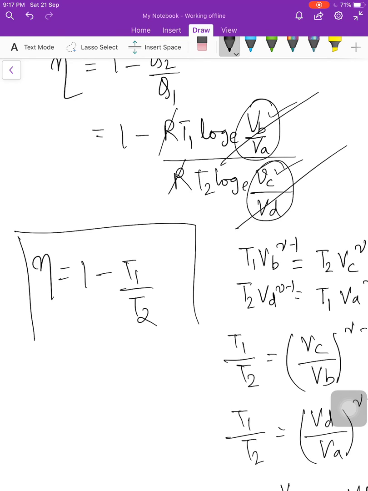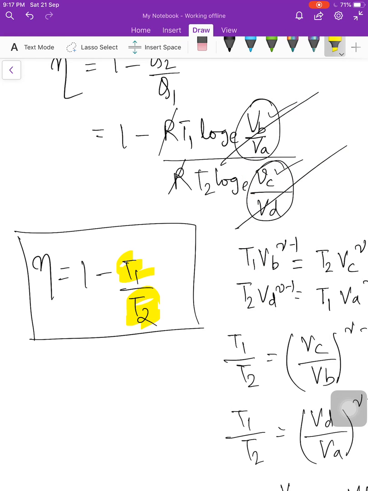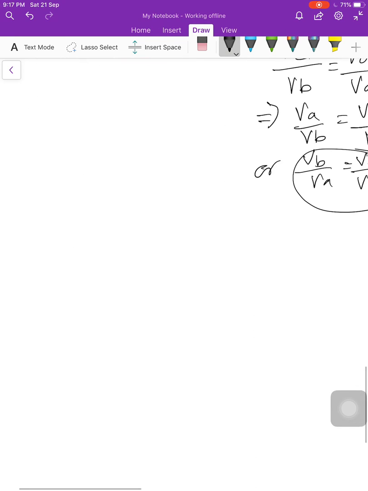So here there is an interesting result. We have proven that the efficiency of a Carnot engine depends only on the temperature of the source and the sink, and it is independent of the working substance.